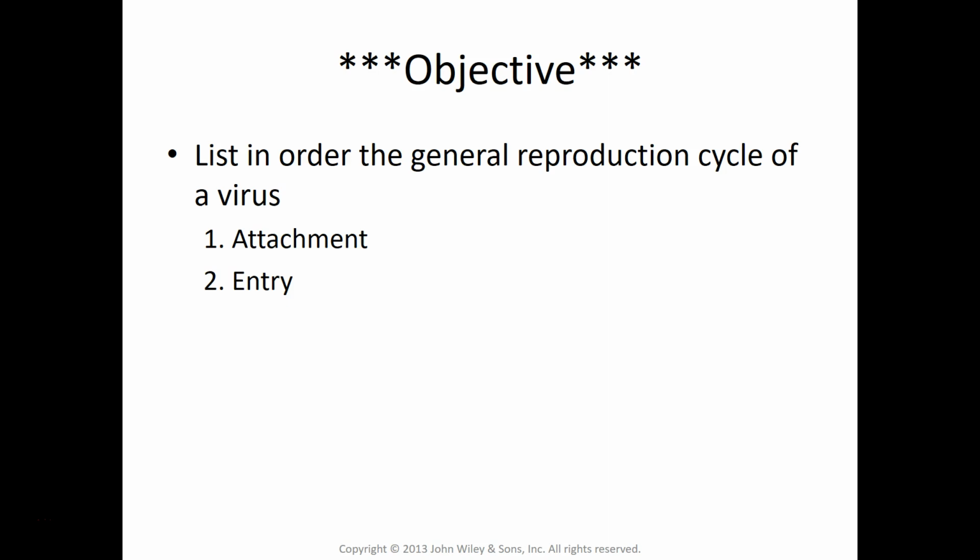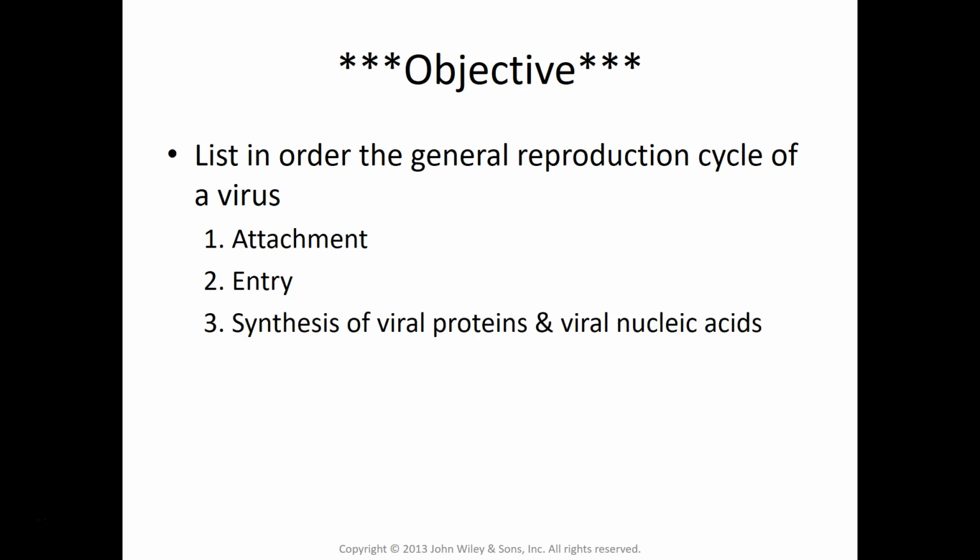But once it enters, what needs to happen? Replication, right? So I added what I didn't have there before. They're going to replicate their viral proteins and their viral nucleic acids. How are they going to do this? They're going to use the machinery within our cells and the building blocks within our cells to make them, right? So the cell that gets infected basically becomes now a virus-making factory. Okay?